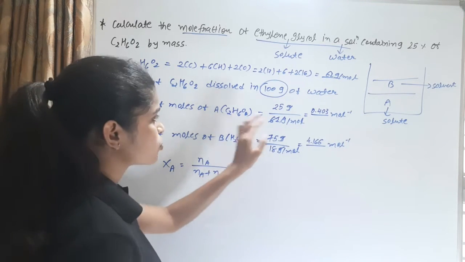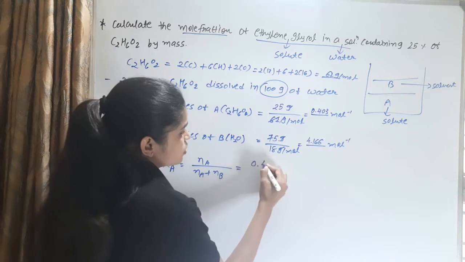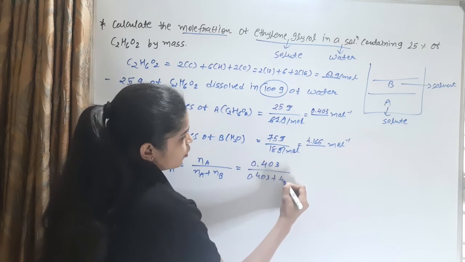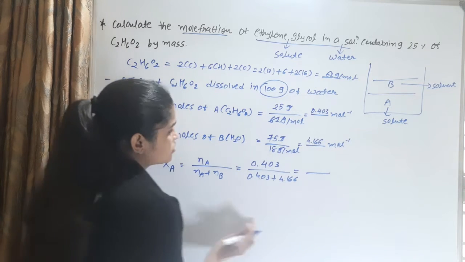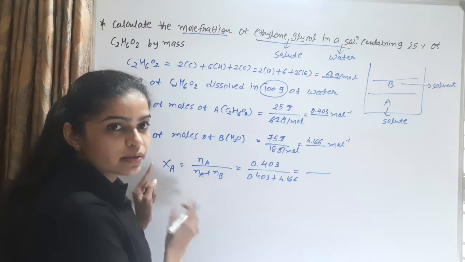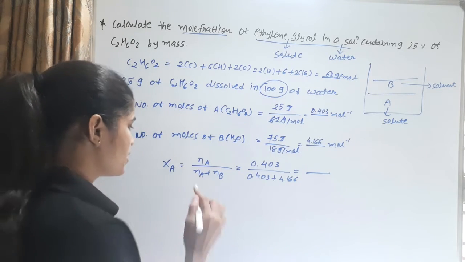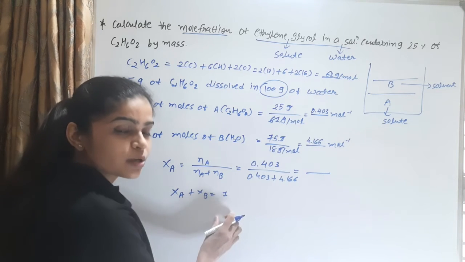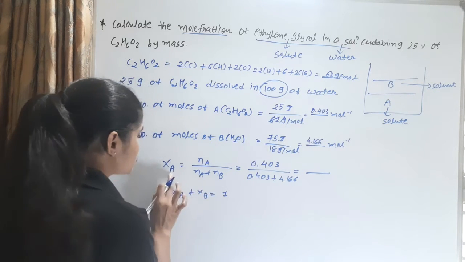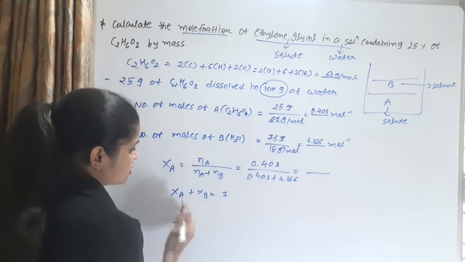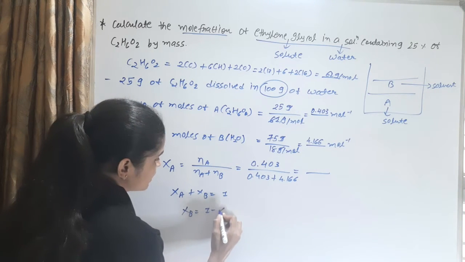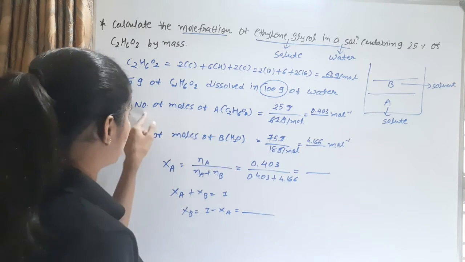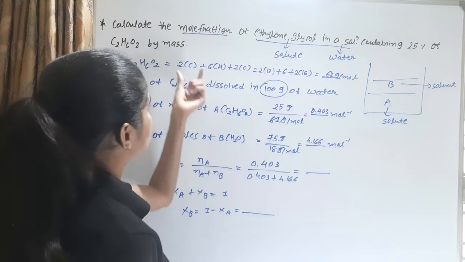So the number of moles of A is equal to 0.403 divided by the total, 0.403 plus 4.166. This gives the mole fraction of A. Then we find the mole fraction of B. How to find it? We know that XA plus XB is equal to 1, since the total number of moles is always 1. So we put in this value of XA, and XB is equal to 1 minus XA. This is the mole fraction of B, meaning the mole fraction of water, and this is the mole fraction of the ethylene glycol.